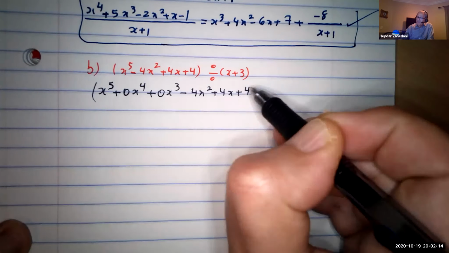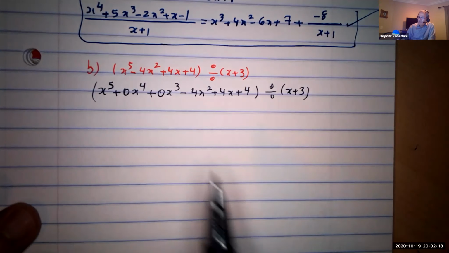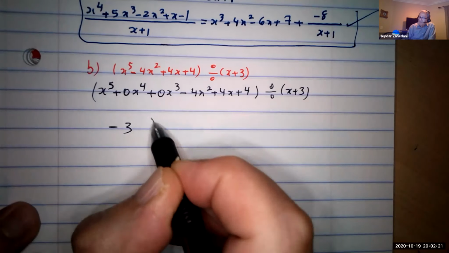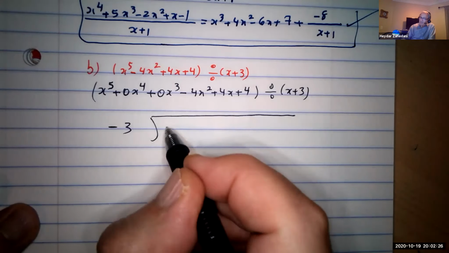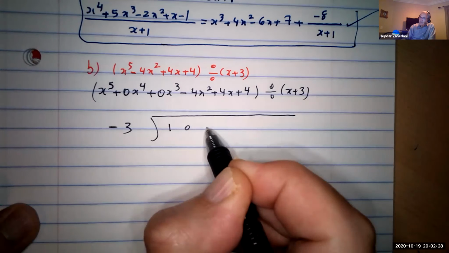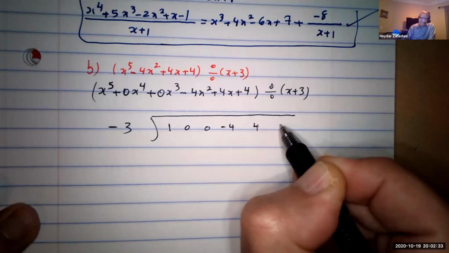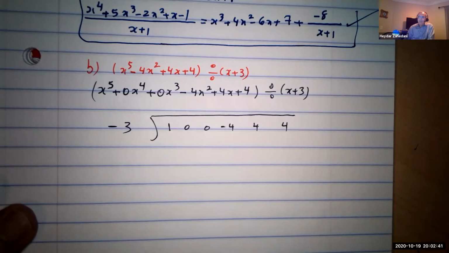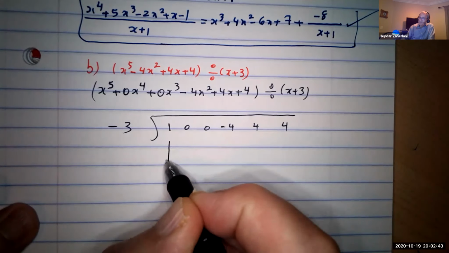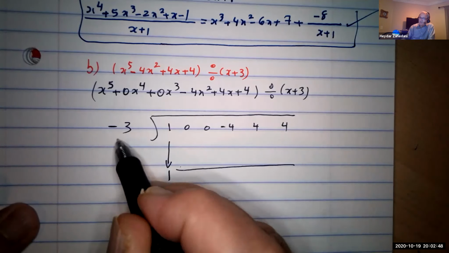So you want to divide it by x plus 3. That's it. You use the negative 3 on those coefficients. So you have the 1, 0, 0, negative 4, 4, 4. It's a coincidence, we get lots of 4s. Okay, this is going to be the case. Now you bring the first number down, and then you are going to continue.